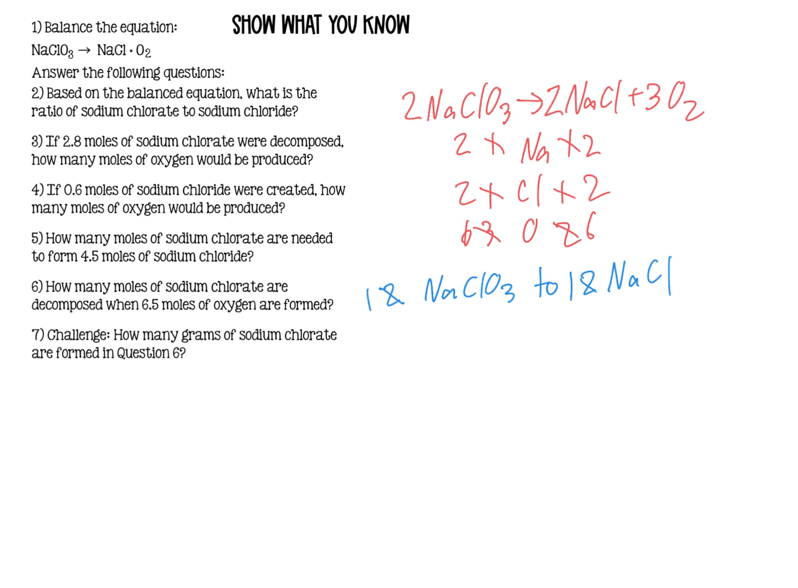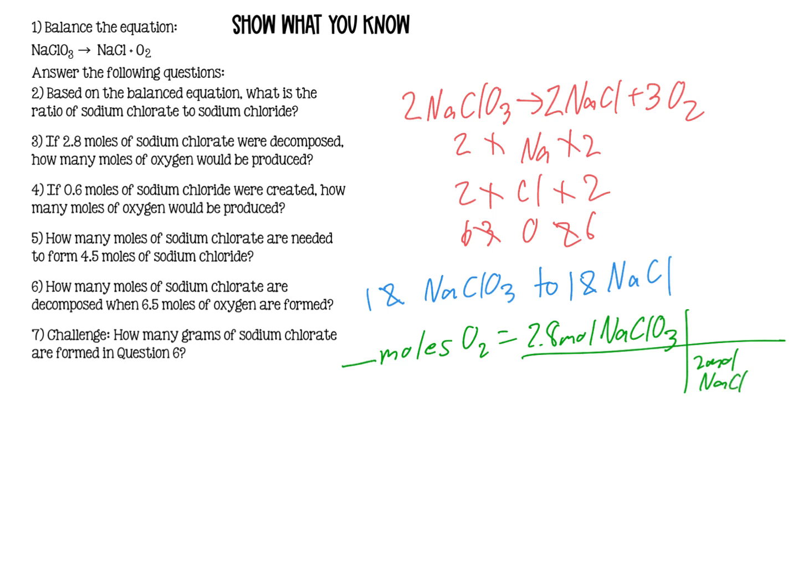Now for number 3, let's consider if 2.8 moles of sodium chlorate were decomposed, how many moles of oxygen would be produced? The question is blank moles of O2 equals 2.8 moles of sodium chlorate. Using our mole ratio, we're going to put our moles of sodium chlorate on the bottom and our moles of oxygen on the top.